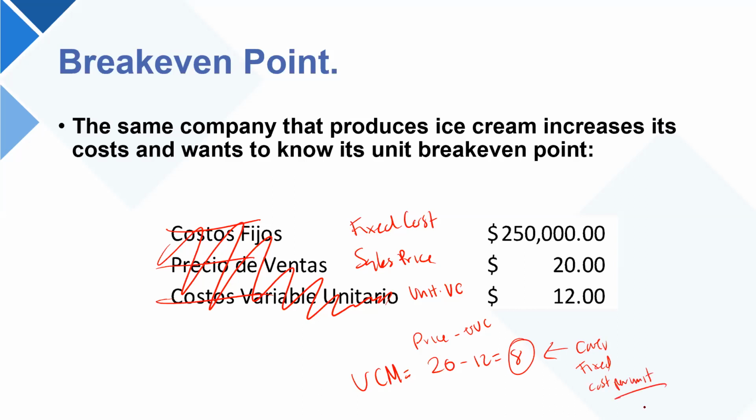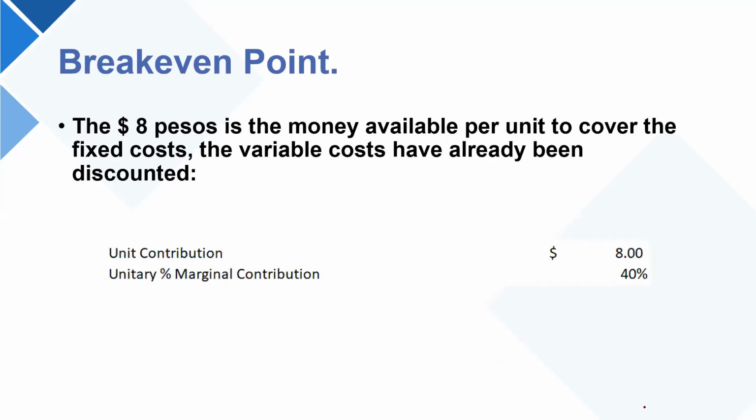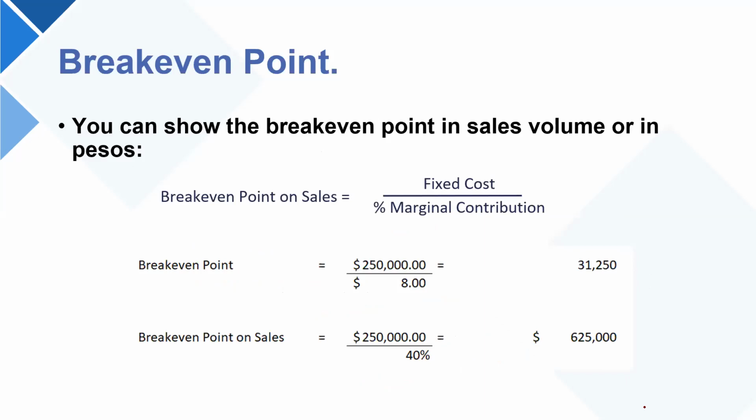So if that's the money you have to cover fixed cost per ice cream sold, how many ice creams do I need to sell to pay for 250,000 pesos of fixed cost? Well, all I need to do is just divide it, right? I can just take the 250,000 of fixed cost and divide it by 8, and I'm going to get that in units. And check this out.